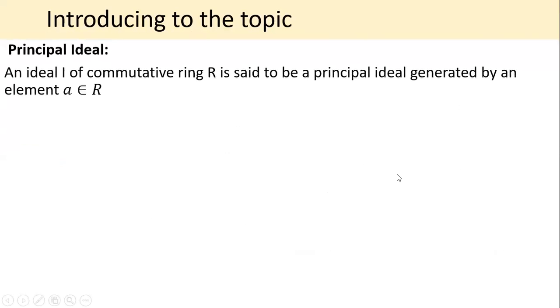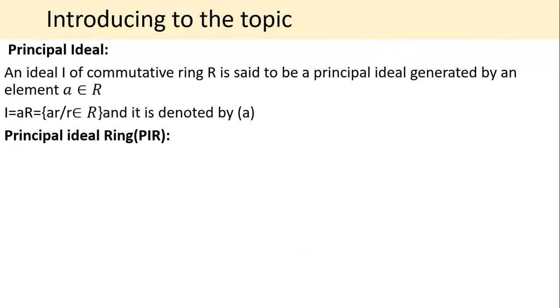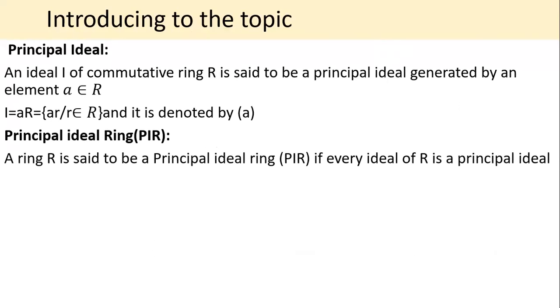An ideal I of a commutative ring R is said to be a principal ideal generated by an element a which belongs to the given set R. That is, I equals aR, such that r belongs to R, and it is denoted by <a>. So a is the generator of the principal ideal. A ring R is said to be a principal ideal ring, PIR, if every ideal of R is a principal ideal. For example, Z comma plus is a PIR.